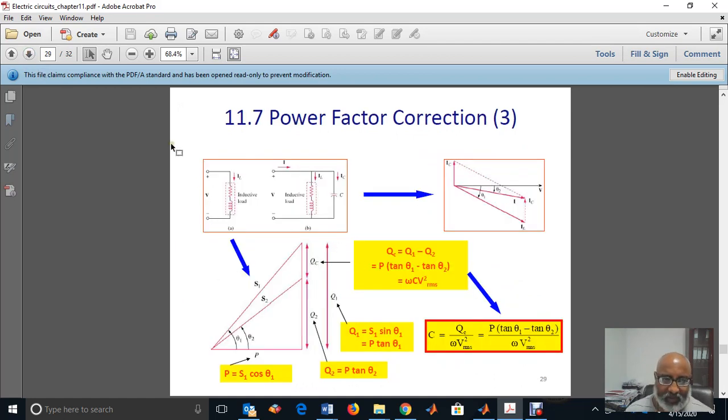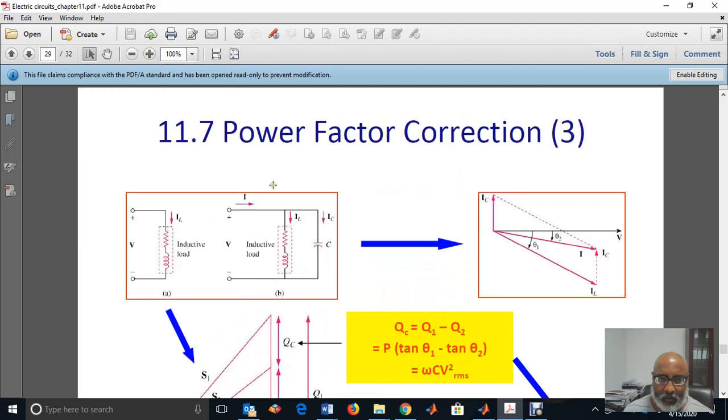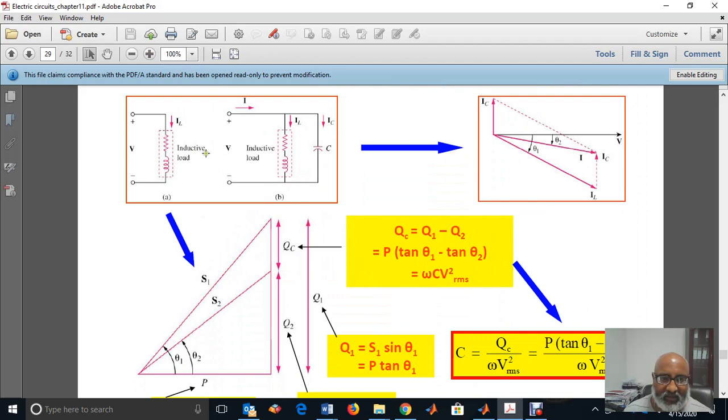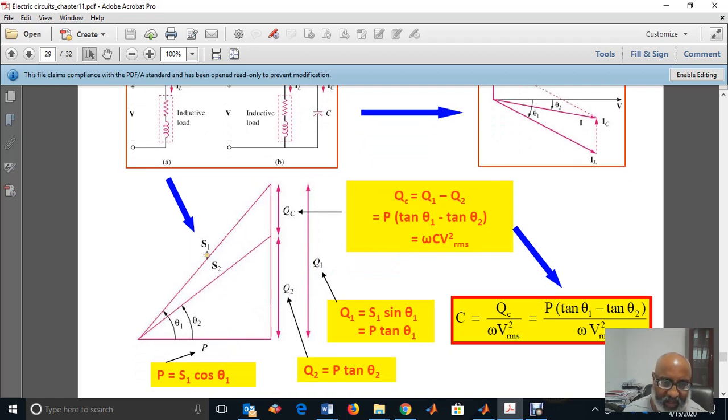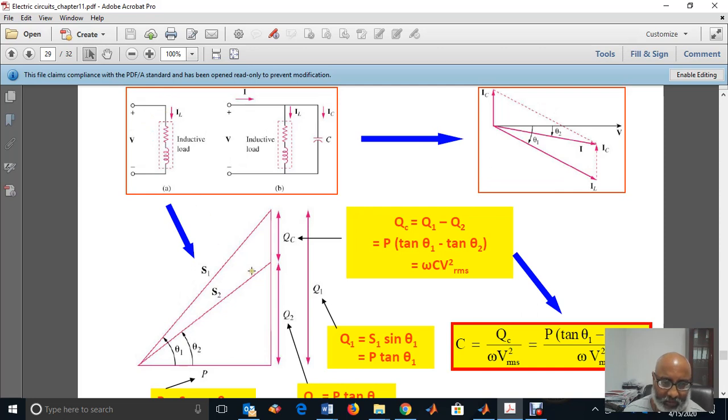Now let's look at what power factor correction means. This is my load, an inductive load first, and I have this capacitor. Originally I have an apparent power of S1. This is the original apparent power, which is V times I, in this case V times IL.